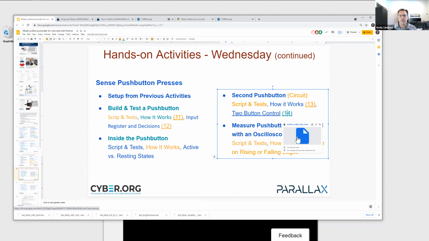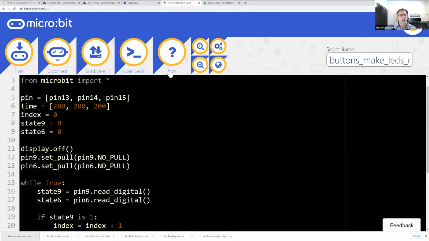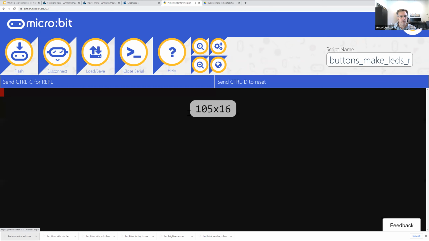Okay, so here's the link to some test code for that. Remember, everyone, to disconnect your cyberscope. Make sure to hit disconnect on your cyberscope. And then you can connect on your micro:bit editor. Why is that, Andy? Well, it's okay. I think what's happening here is that I still have the cyberscope script running, I hope.